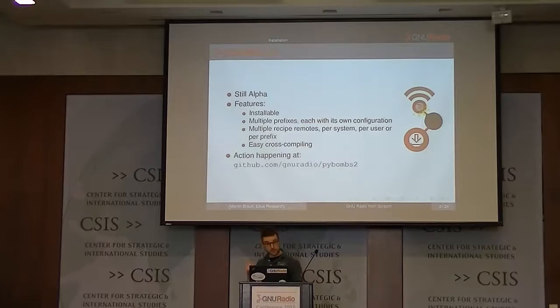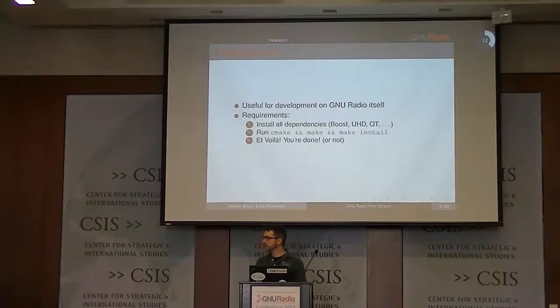And one thing that we'll definitely have in there is transparent cross-compile support. So you want to set it up on an embedded device, for example, cross-compiling. You can just do PyBombs install gr-radar, and it will do the right thing to compile it on an ARM board or whatever. And if you're interested in helping out with the development, I've put the URL to the GitHub project up there.